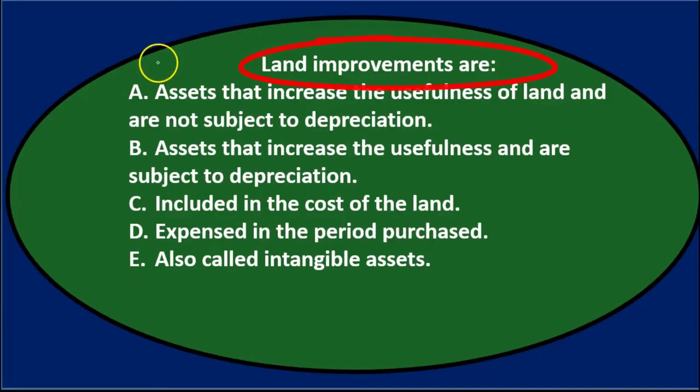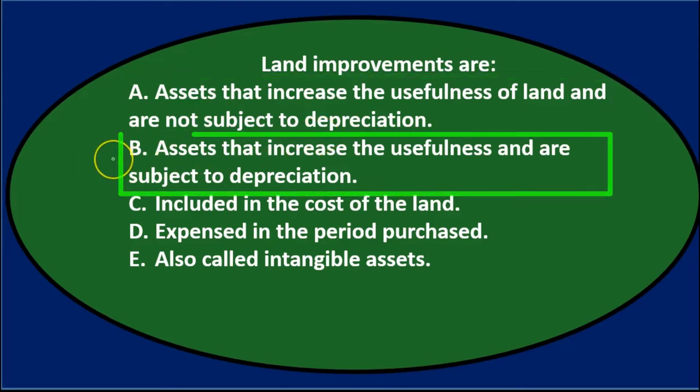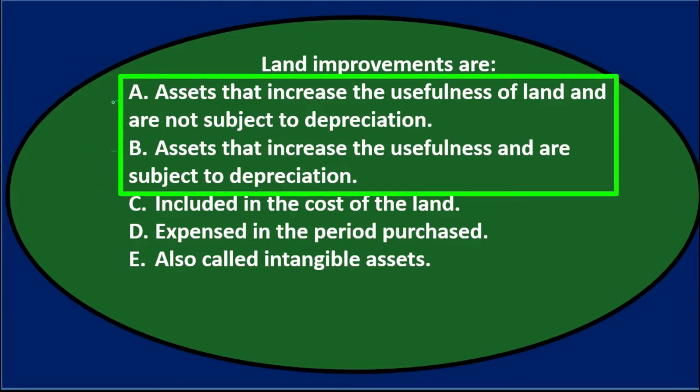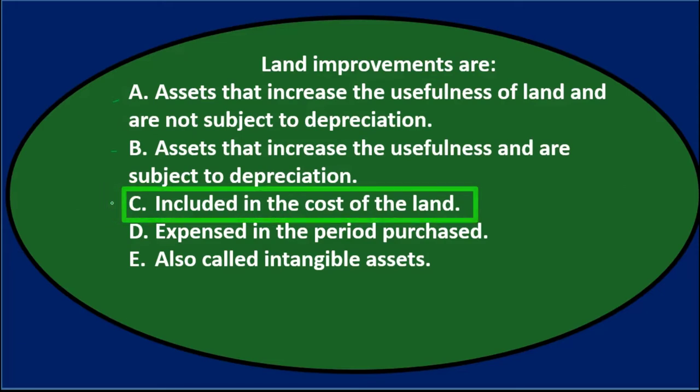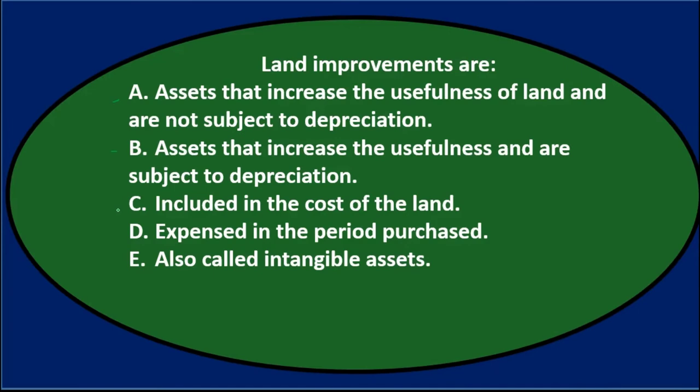So let's go through this again. Land improvements are A, assets that increase the usefulness of land and are not subject to depreciation. Now, it does increase the usefulness of land, but the question, of course, comes to this depreciation. Now, note that B says much the same thing, assets that increase the usefulness and are subject to depreciation. So oftentimes when we have two answers that are pretty much the same and they have a bit different wording somewhere, we could suspect that one of those two would be the correct answer. So I'm going to go back to those two, and I'm going to think that one of those probably looks good. So C says, included in the cost of the land. And that might seem appropriate, but we're not going to include the land improvements in the cost of the land. We're going to actually break out the land improvements into their own subcategory.